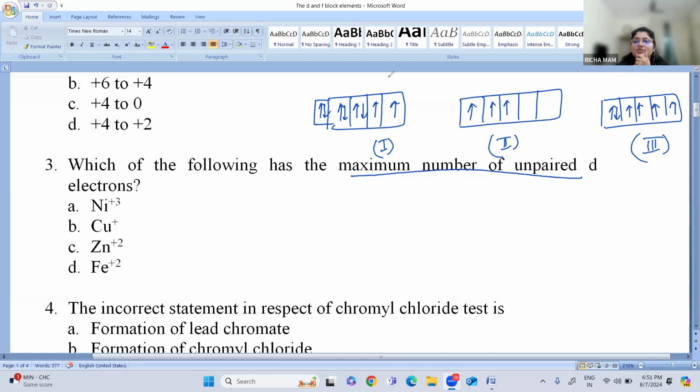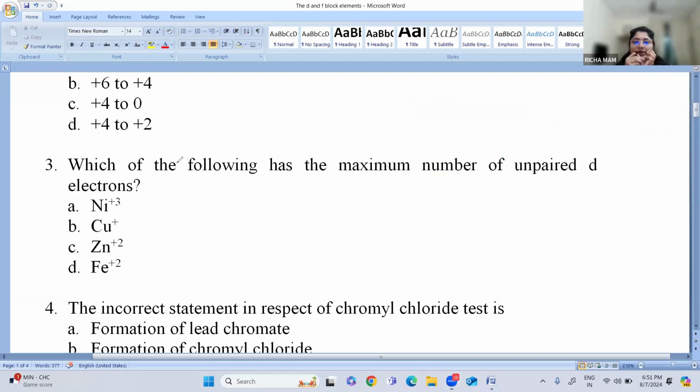Fine. In the third case, there are 2 unpaired electrons. What do you mean by maximum number? Here there are 3 unpaired electrons. But in the last case, there are 1, 2, 3 and 4 unpaired electrons. So this is the meaning of maximum number of unpaired electrons. Let us go to our question now. Which of the following has the maximum number of unpaired electrons?